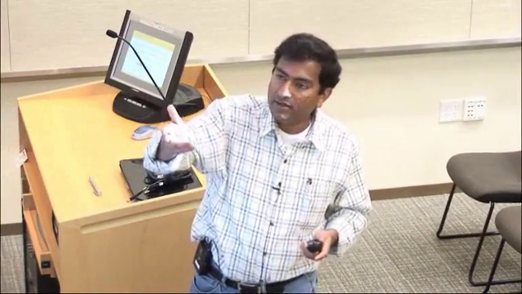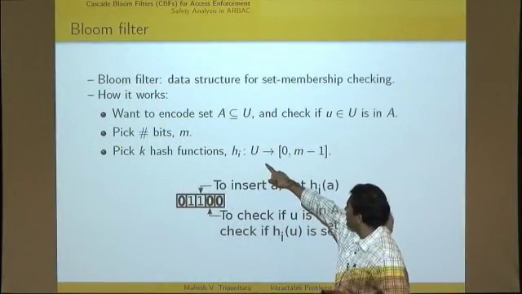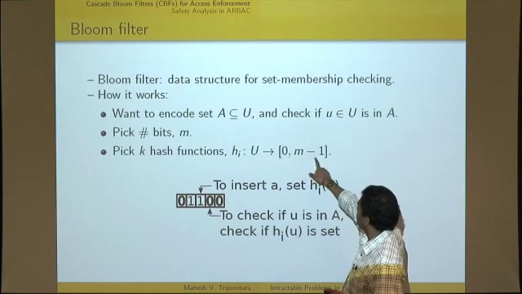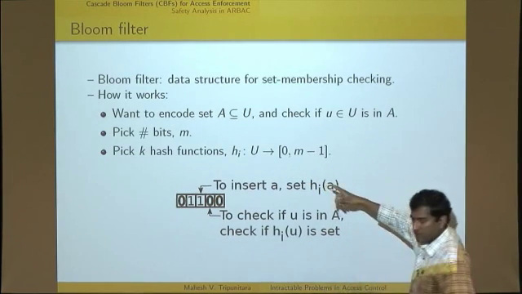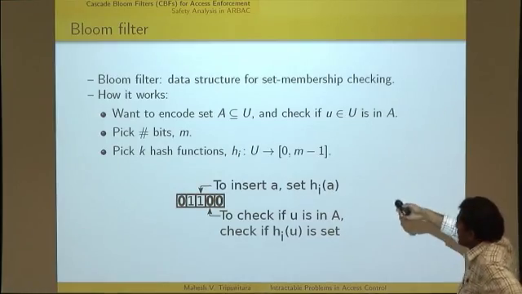Well, we pick some number of buckets, kind of like a hash table. I'll call them bits, m. And we pick some functions that I'll call hash functions. What is the meaning of a hash function? Each hash function, h_i, maps elements of the universe to one of the indices 0 to m minus 1.